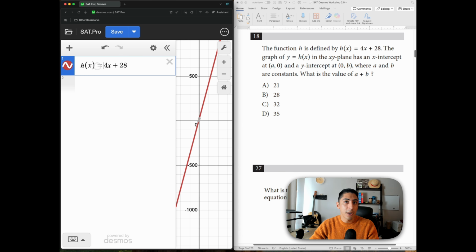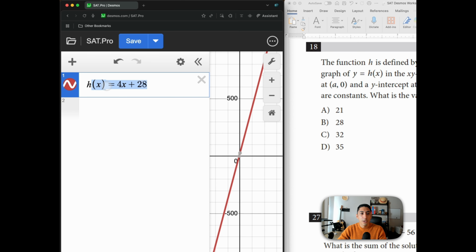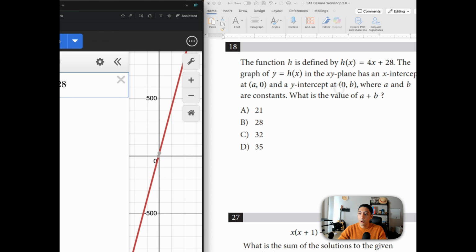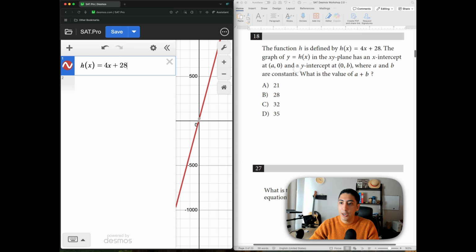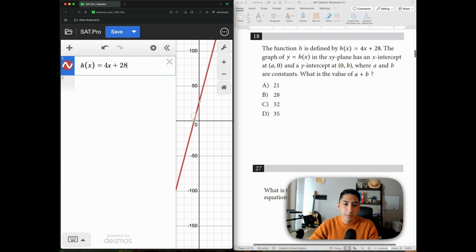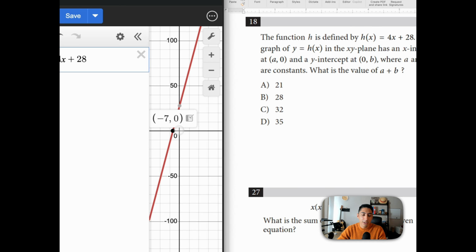They each have a slightly unique Desmos trick associated with them, but we'll talk about that later. So here we have h of x equals 4x plus 28, and they're wondering what is the x-intercept and the y-intercept, and then what is the value of a plus b. So I can just take a peek at this one, and I see, okay, looks like the x-intercept is -7 and the y-intercept is 28.